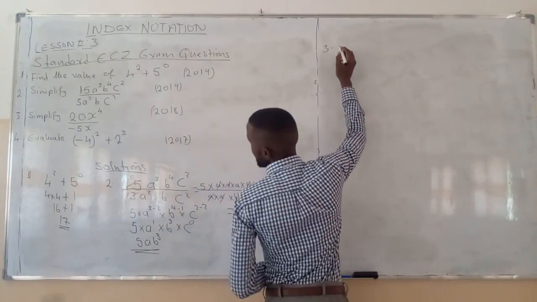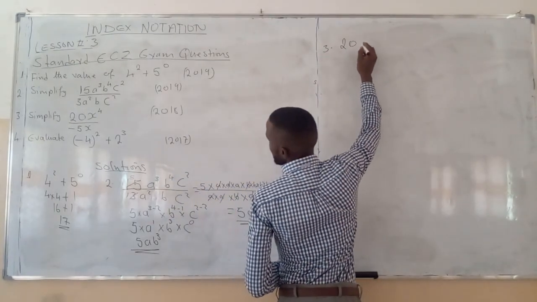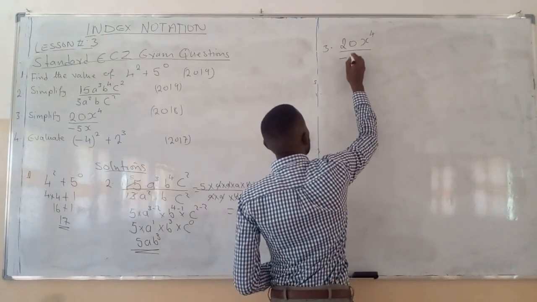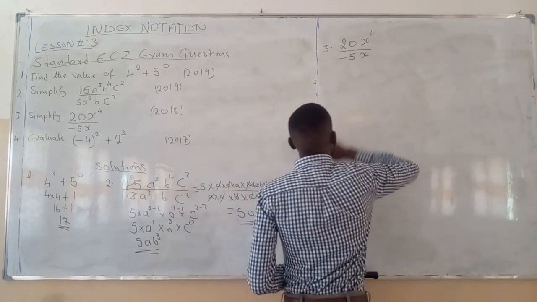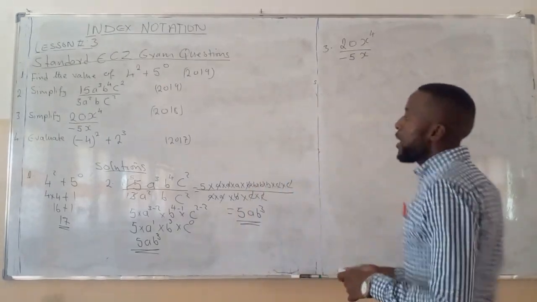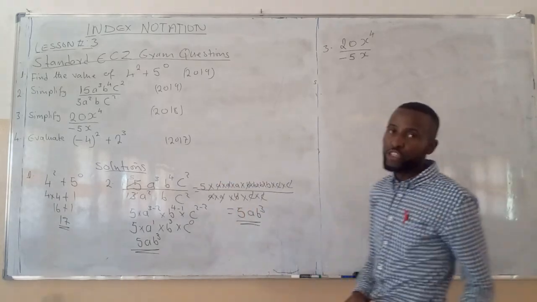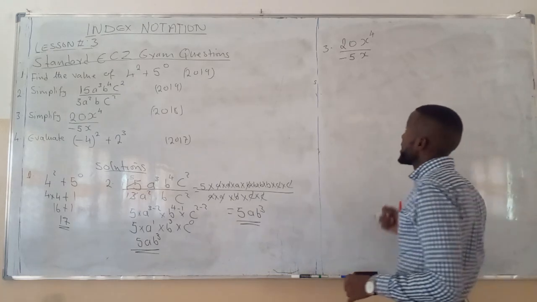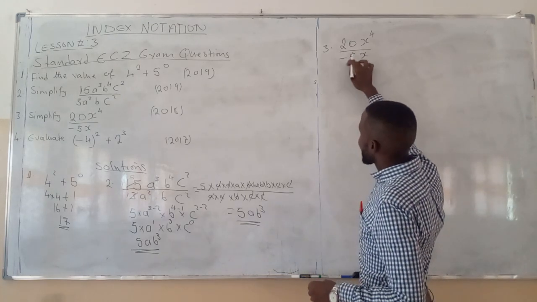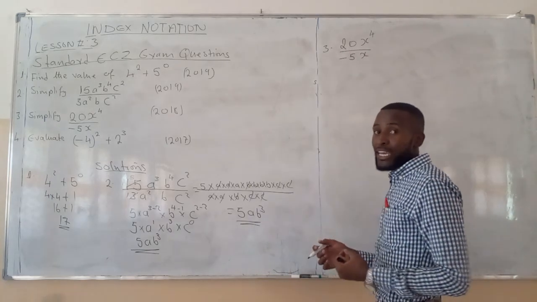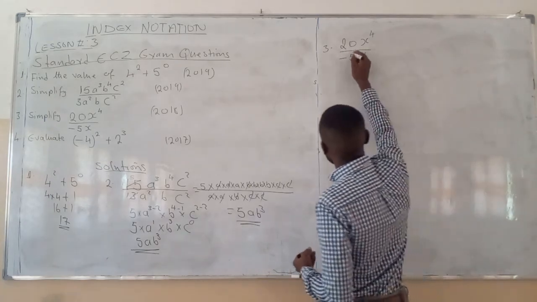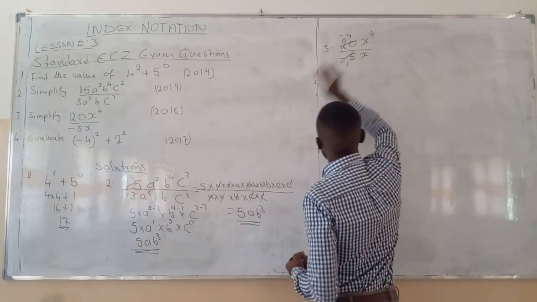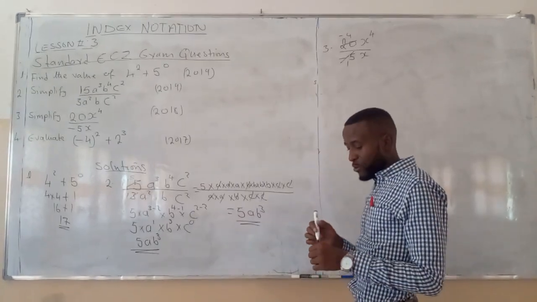Question number 3 is simply saying 20x to the power 4 divided by negative 5x. So how we worked out the previous question using the quotient rule, that is how we are going to work out this one as well. So what are we doing here? We are simply saying, how many times can negative 5 go into 20? Negative 5 into negative 5 is 1. Negative 5 into 20 will be negative 4.